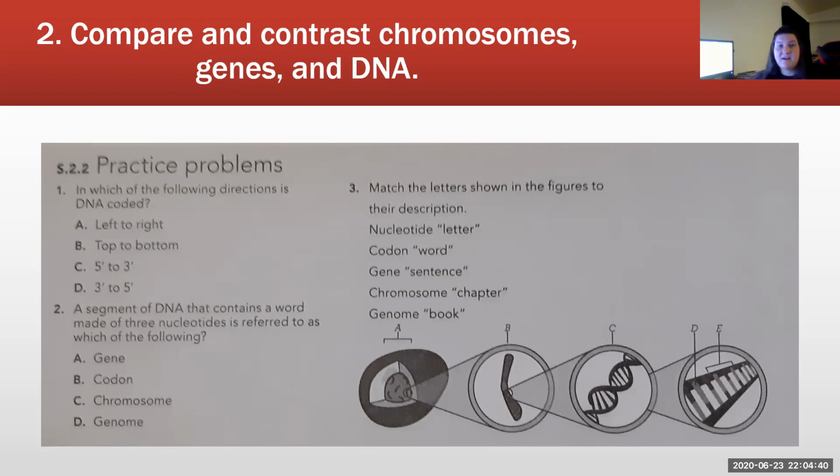Question number 2. A segment of DNA that contains a word made of 3 nucleotides is referred to as which of the following? A gene, a codon, a chromosome, or a genome?